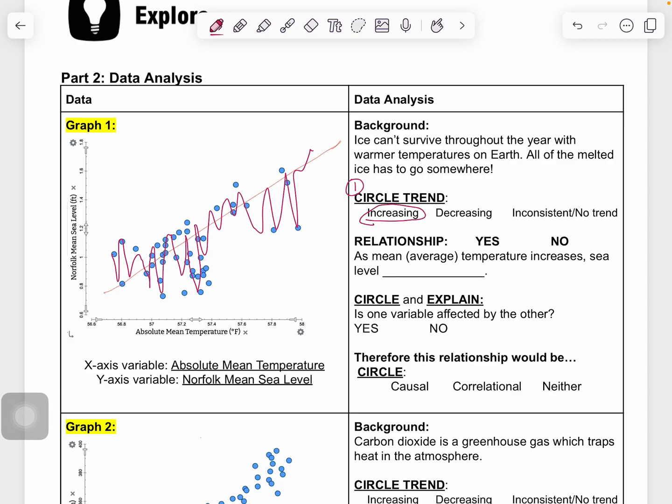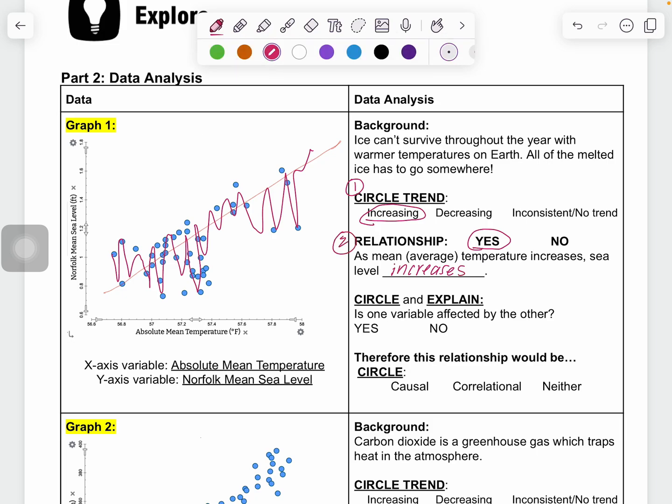So first I look to see if there's a trend, meaning there has to be a relationship. If the trend is a yes, the relationship is a yes. So I can fill out my answer. As the average temperature increases, as the temperature goes up, my sea level, because it's increasing, also increases. So I'm getting my first two pieces of information from the graph. I'm just looking at it.